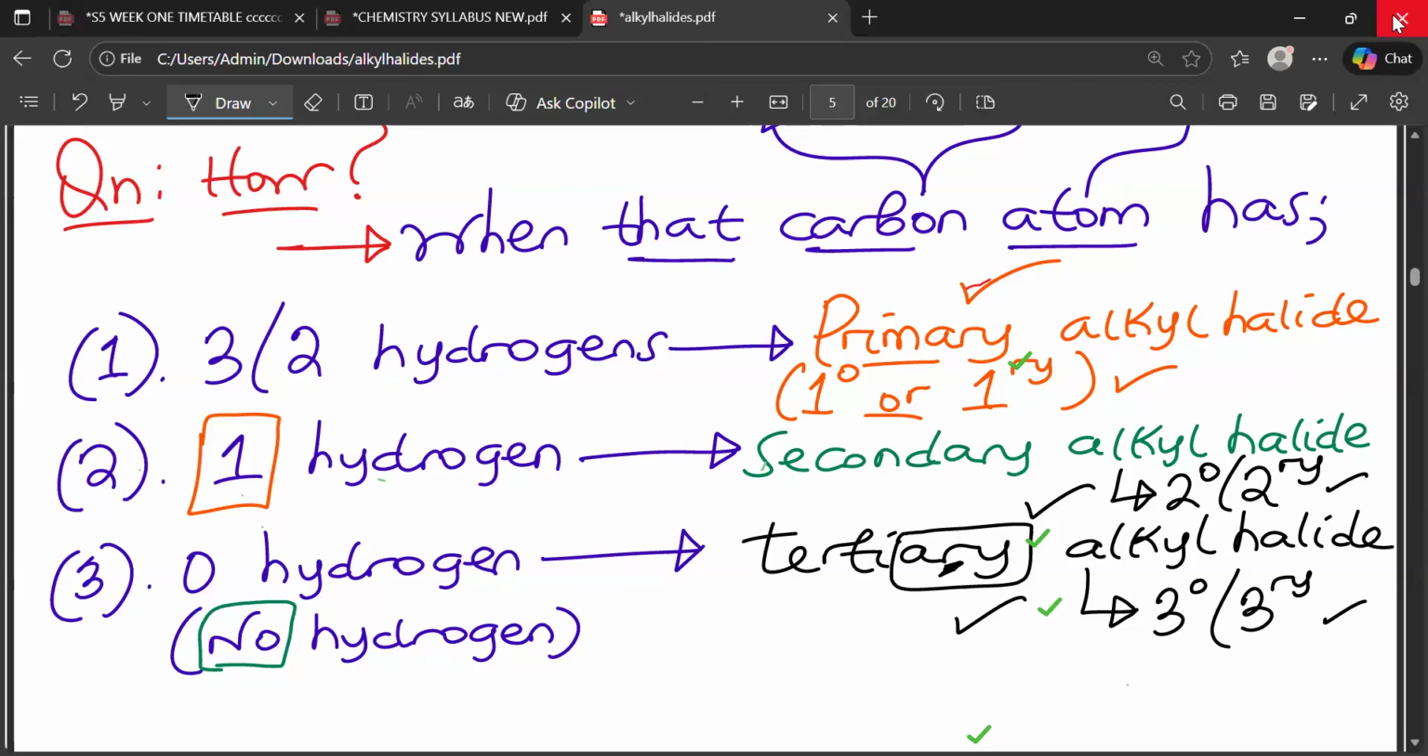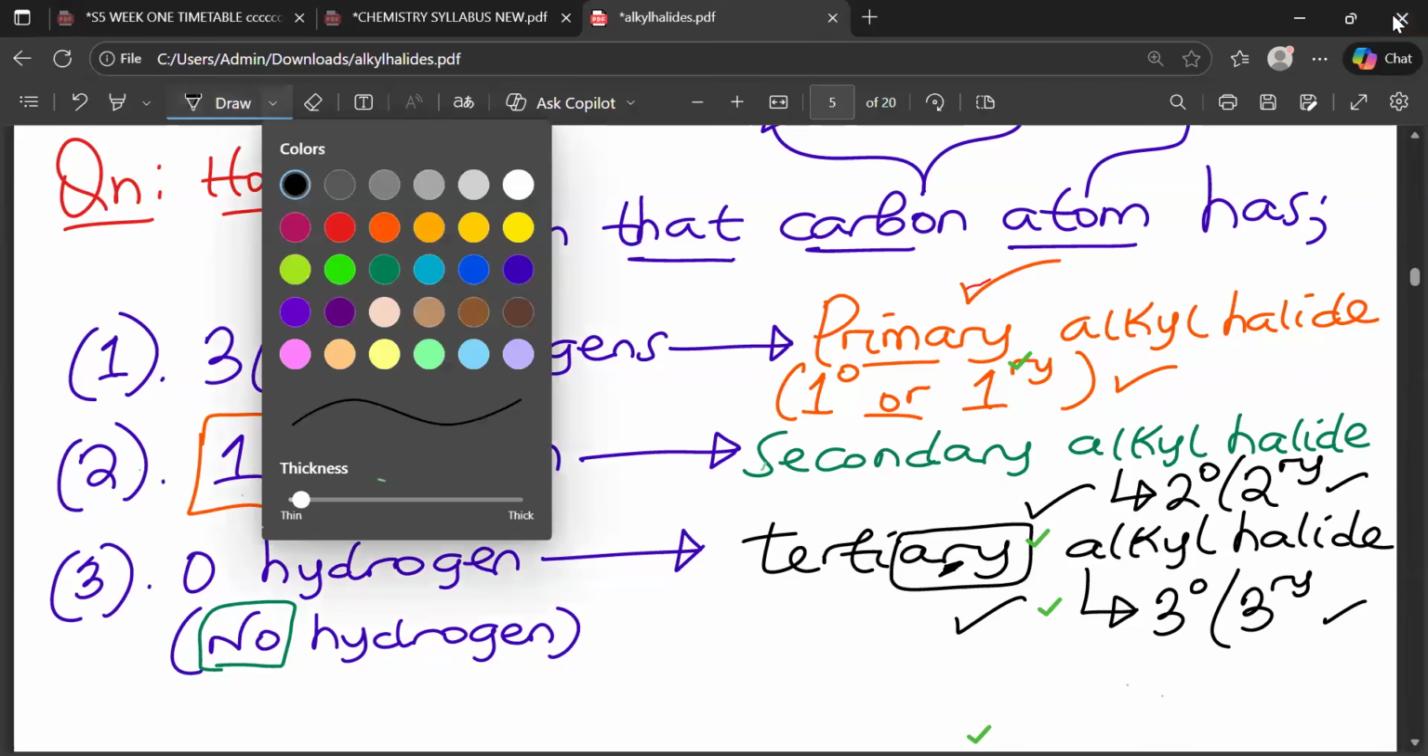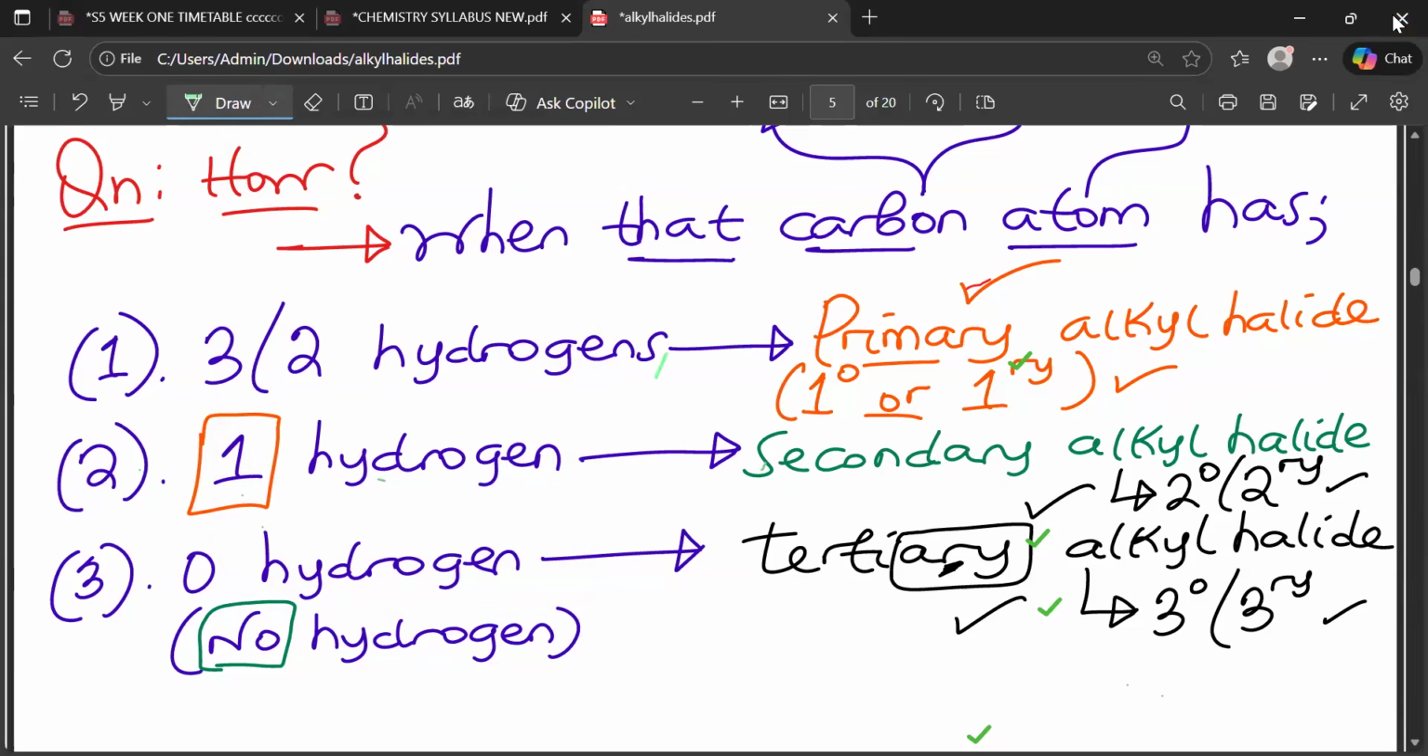So that is it, people. Who determines the class? The carbon having the Cl or Br or I. And how does it do it? We depend on the hydrogens attached to it. So I'm going to be putting here a very simple word that I've been forgetting. 3 or 2 hydrogens attached to it. One hydrogen attached to it. No hydrogen attached to it. Understand? Hope people are on the same page.